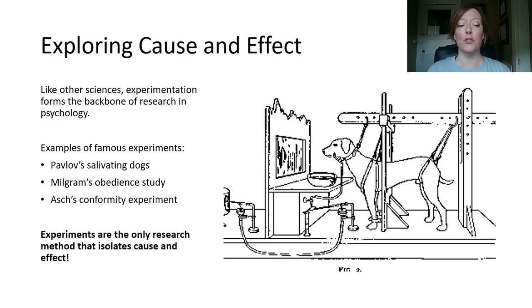Experiments are the only research method that isolates cause and effect. So everything that we've talked about up until now will give us good information, but this is really the only way that we can conclusively say cause and effect. If you have not written that down on your notes right now, go ahead and write that down. Underline it, highlight it. It is critical that you understand that.